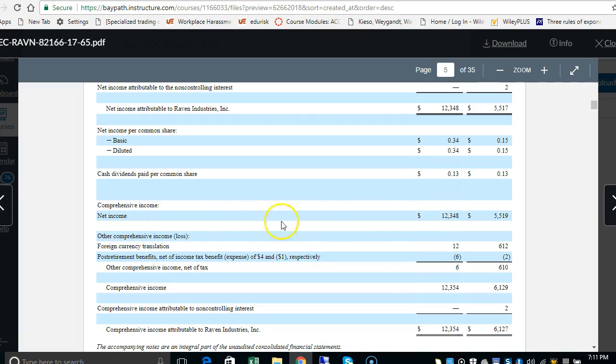Our comprehensive income starts with our net income. We add back foreign currency. Post-retirement benefits from net income and tax benefit expense get subtracted. We get comprehensive income.